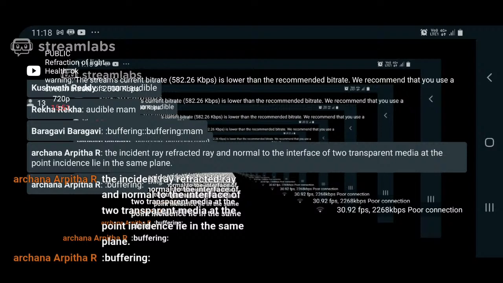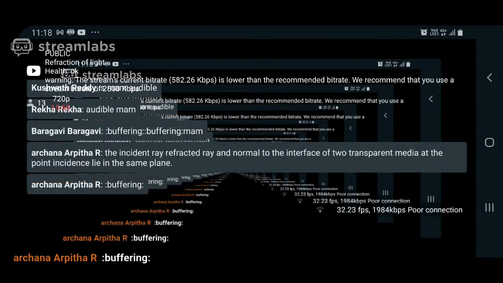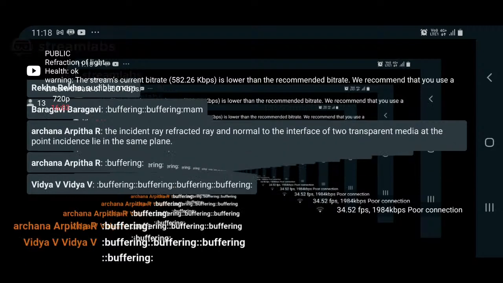Okay, Arpita, so fast. She gave the refraction law itself. The law is, okay, if something is buffering, it is your network problem, but here it's too good.